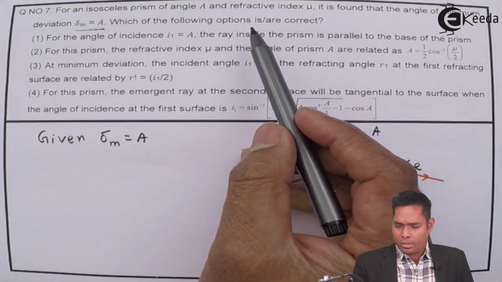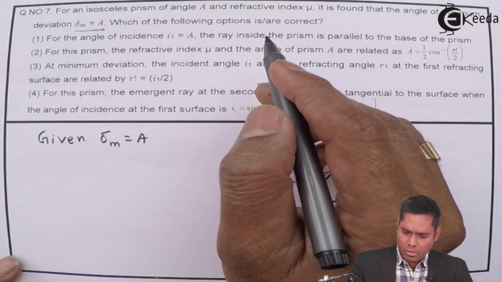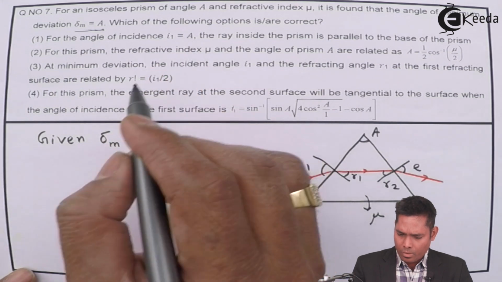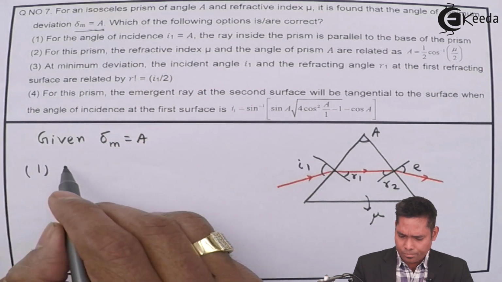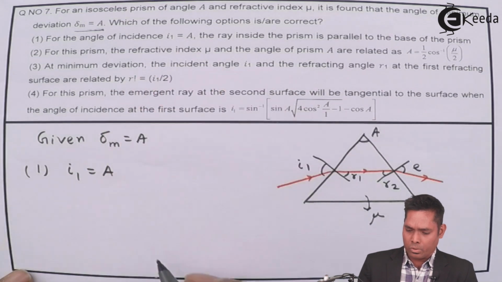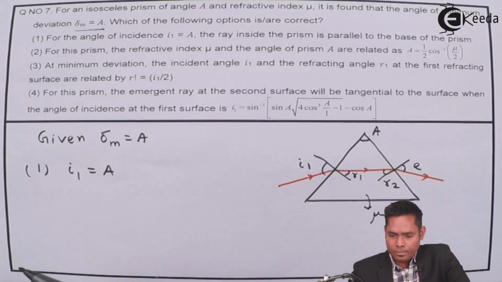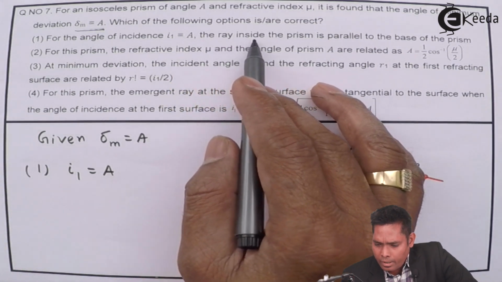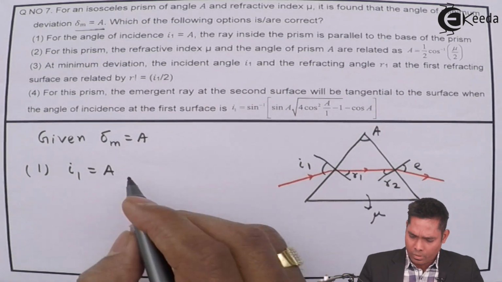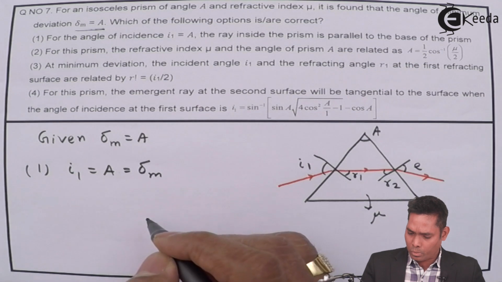Now which of the following options is or are correct? So we have to check all the options. For option number 1, the angle of incidence I1 is A. For I1 equal to A, in that case the ray inside the prism is parallel to the base of the prism. So we know that A equals delta m, as given in the question.